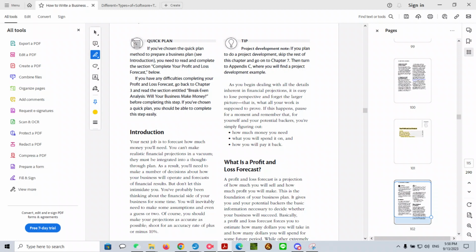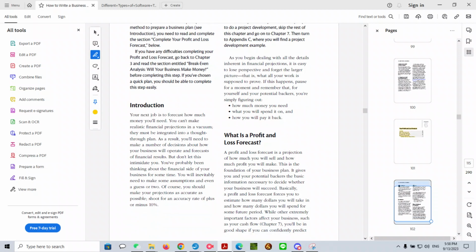Now to give you an introduction about this. Before I do that, I'd like to let you know that if you've chosen a quick plan method to prepare a business plan, you'll need to read and complete the section, complete your profit and loss below. If you have any difficulties completing your profit and loss forecast, go back to Chapter 3 and read the section entitled Break Even Analysis. Will your business make money? If you've chosen a quick plan, you should be able to complete this step easily.